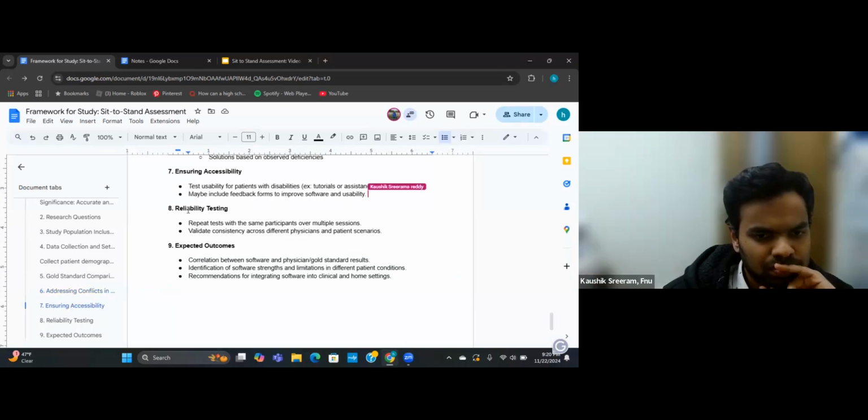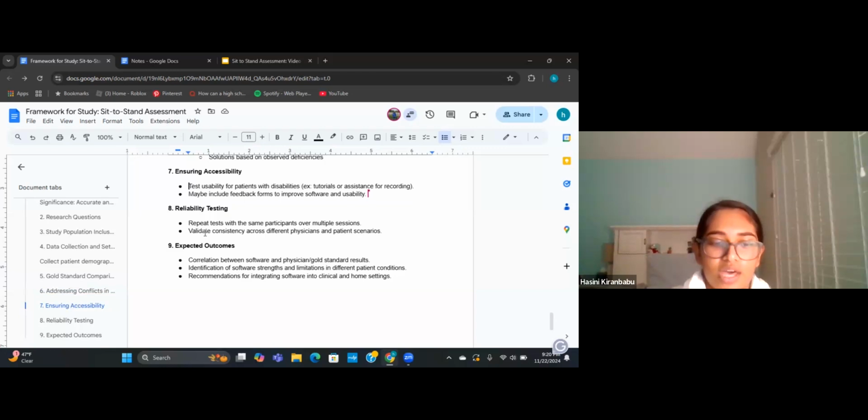Via reliability testing, this was just to make sure that the data we're collecting is consistent. So repeat the test with the same participants over multiple sessions, and then validate consistency across different physicians and patient scenarios. This is because not all patients are the same. Patients are going to have different circumstances, and it's just better to make sure the software is still getting reliable data through different perspectives.